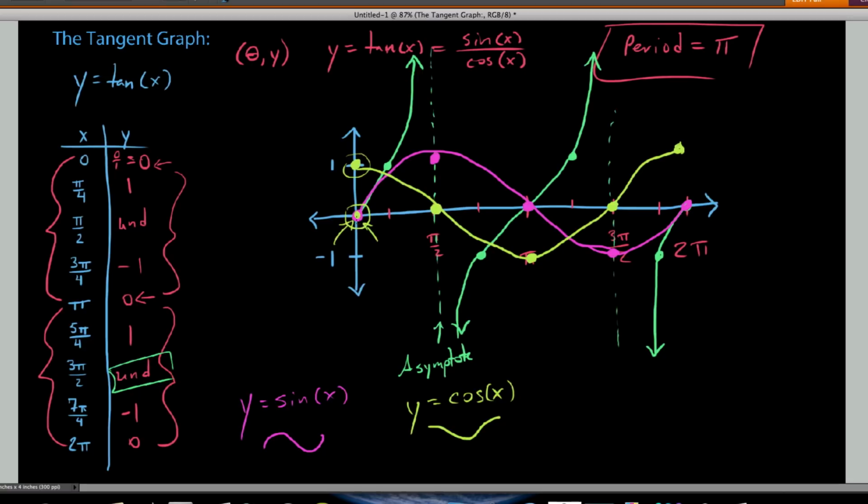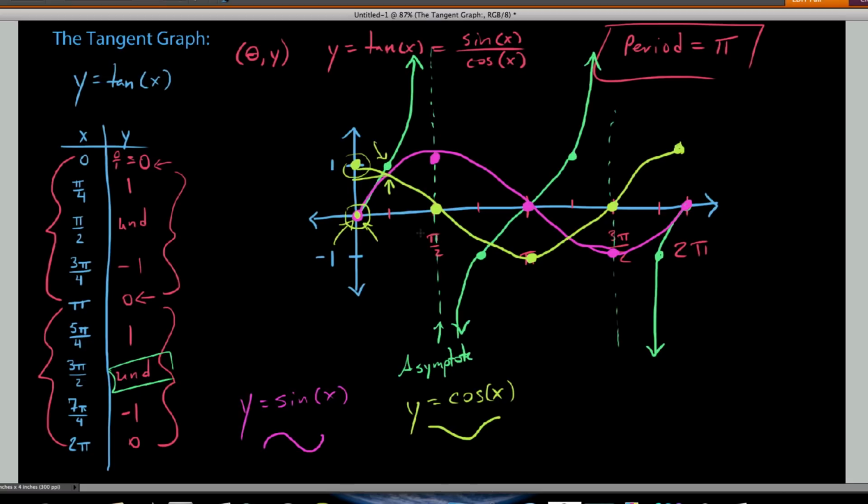And it was at a height of 0. Our green graph was at a height of 0 there. When we got out to here, you notice that cosine and sine are at the same height. So if we take the pink height divided by the yellow height, since they're at the same height here, we would get 1, and our tangent graph was at a height of 1.